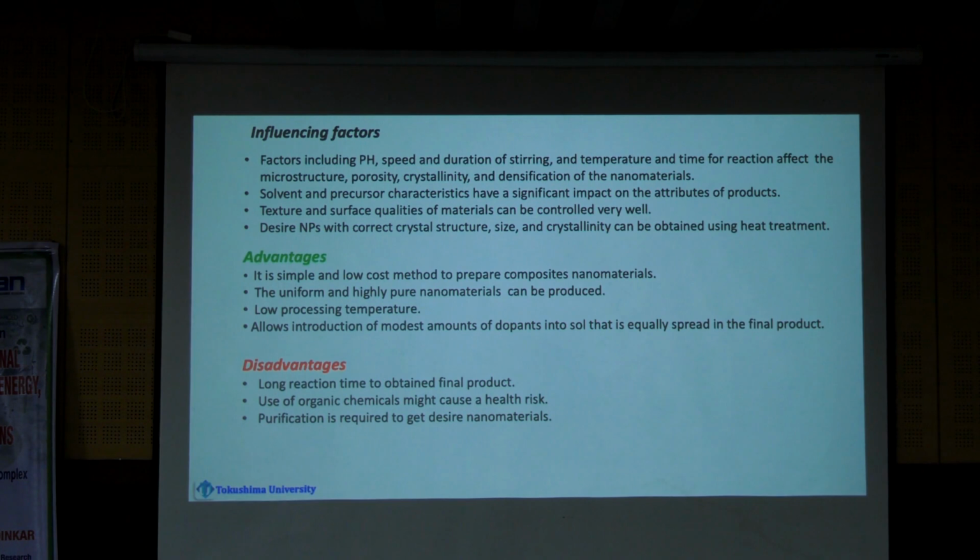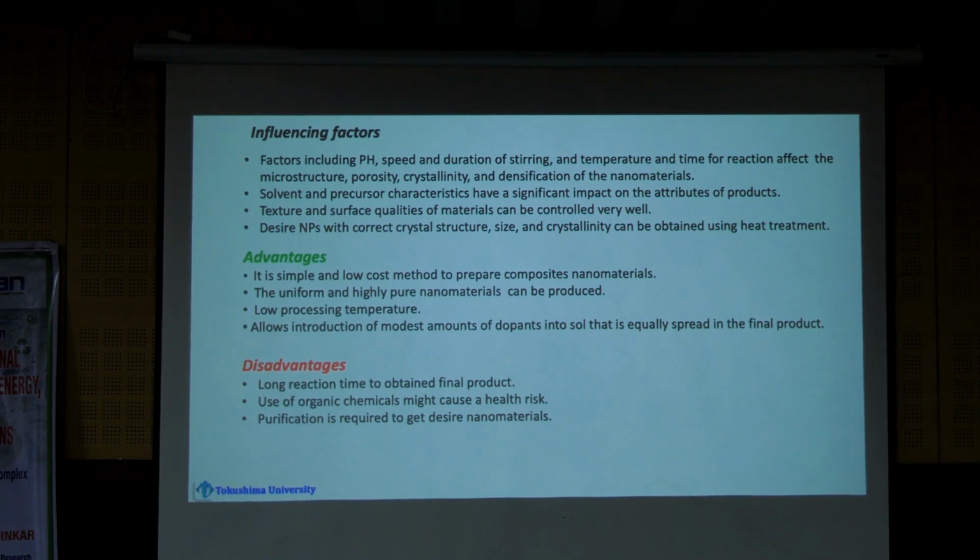Advantages: it's a very simple technique because you create solution and then gel and give a certain kind of post-treatment. Uniform, highly pure structure can be created. Low temperature allows introduction of a modest amount of dopant into the sol that is equally spread into the final product. So sol and gel, you can choose how much you mix them together.